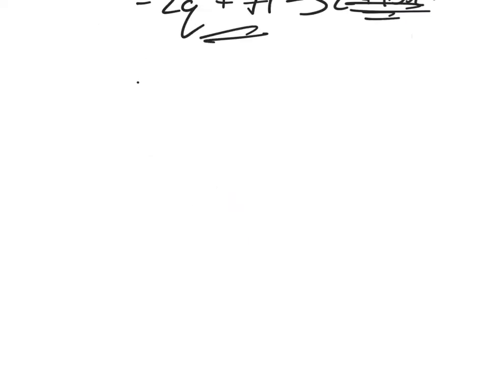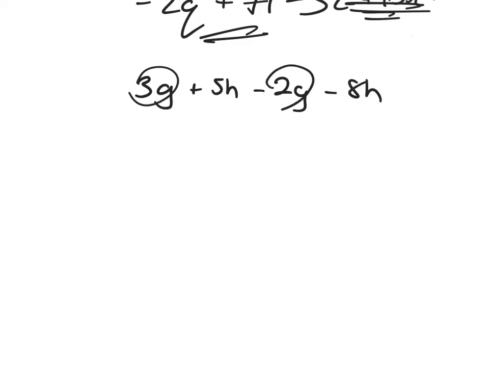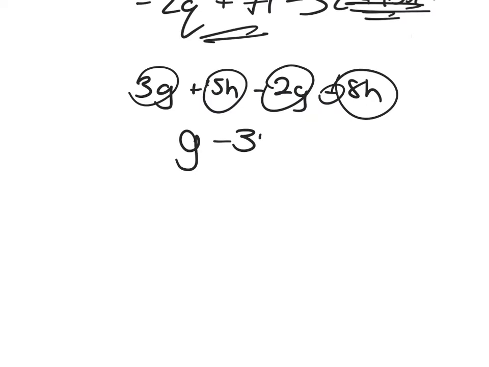Okay, next one, let's go for 3g plus 5h minus 2g minus 8h. Okay, so 3g minus 2g is 1g, that can be written as g, and 5h minus 8h is minus 3h, final answer. Okay, question 4, let's go with James works in a telesales department.